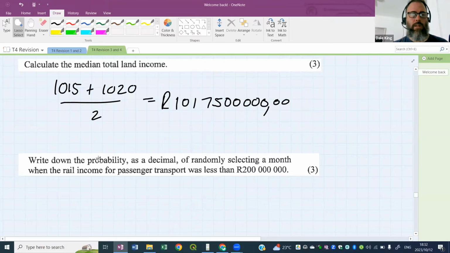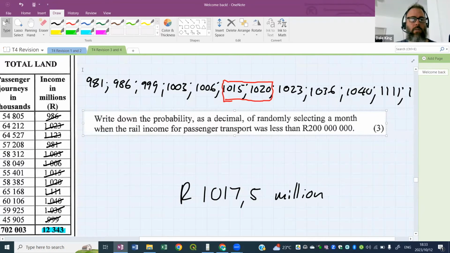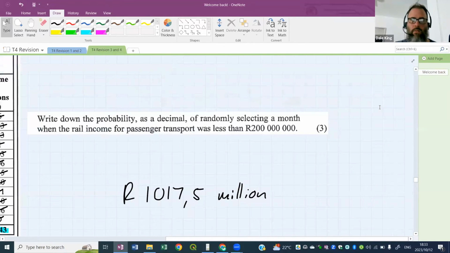Write down the probability as a decimal of randomly selecting a month when the rail income for passenger transport was less than 200,000. Sure, there's a mouthful here. Okay, I'm going to take this whole question and I'm going to bring it up. Okay, we need to read this in conjunction with the table that we have. So I'll pop it here on the side and I'll delete all this stuff over here. It took me forever to do. All right, there's the question there.